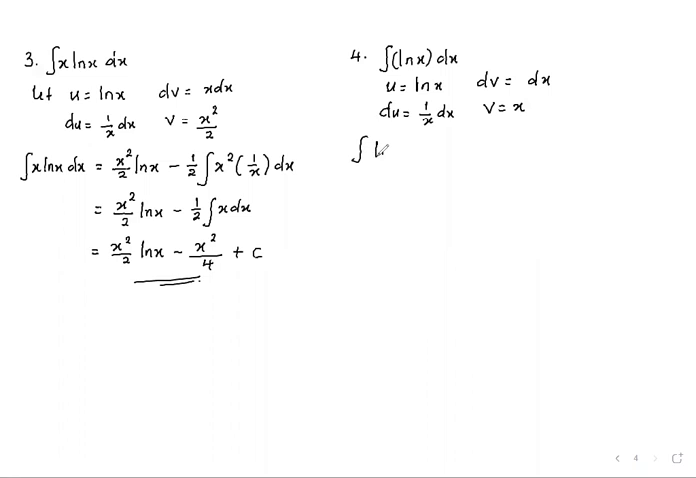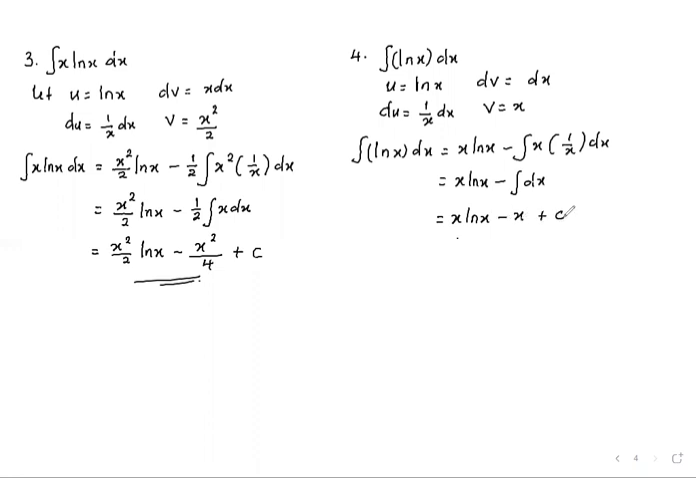So we are saying the integral of ln x dx is equal to uv, which is x ln x, and then minus the integral of x, which is v, and then du, like that. So that you get x ln x minus the integral of 1 dx, which is just x ln x minus x plus c. Wow, it looks like it's very nice integrating ln x once you understand this pattern of by parts.